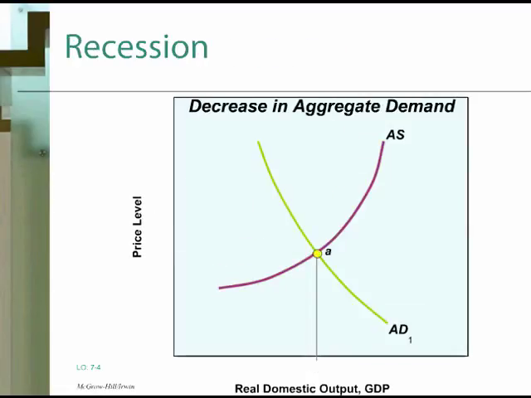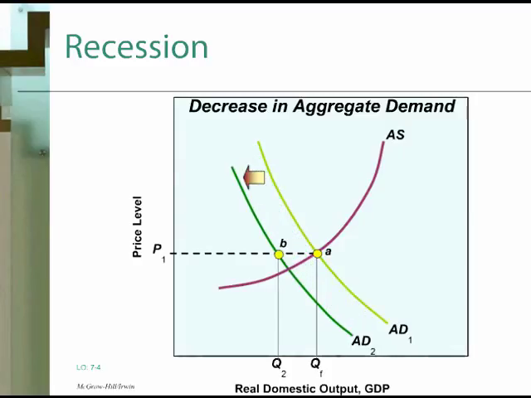If the price level is downwardly inflexible, a decline of aggregate demand from AD1 to AD2 will move the economy from A to B and reduce real GDP from QF to Q2. Idle production capacity, cyclical unemployment, and a negative GDP gap of Q1 minus QF will result.